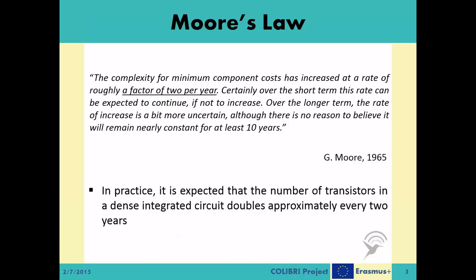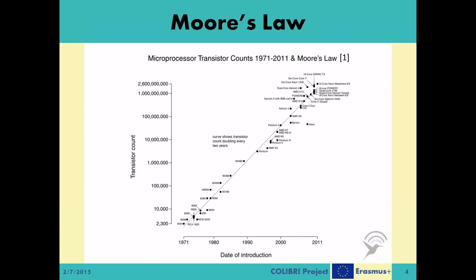In short, this statement, which is popularly known as the Moore's Law, refers to the trend that the number of transistors in a dense integrated circuit doubles approximately every 2 years. Looking back from today, we see that for the last 50 years, this law has proved itself to be quite correct. The microprocessor technology more or less followed this observation.